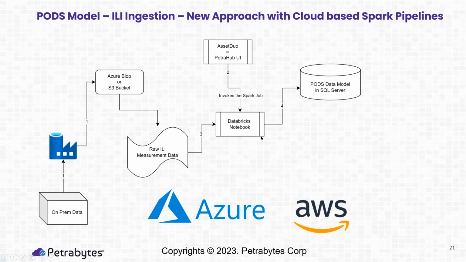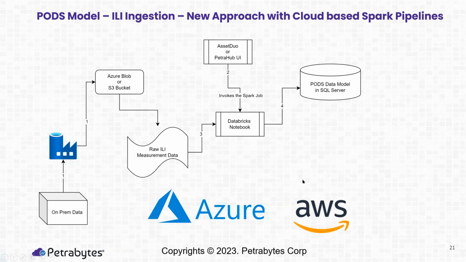And then we have a whole bunch of Spark code. Essentially, it's PySpark code. You have a SQL-based approach. You have a Scala-based approach. Using that, the AssetGeo framework, which I will show you, can invoke those jobs and then populate into the PODS. So this is a very simple example of an ILI ingestion workflow.